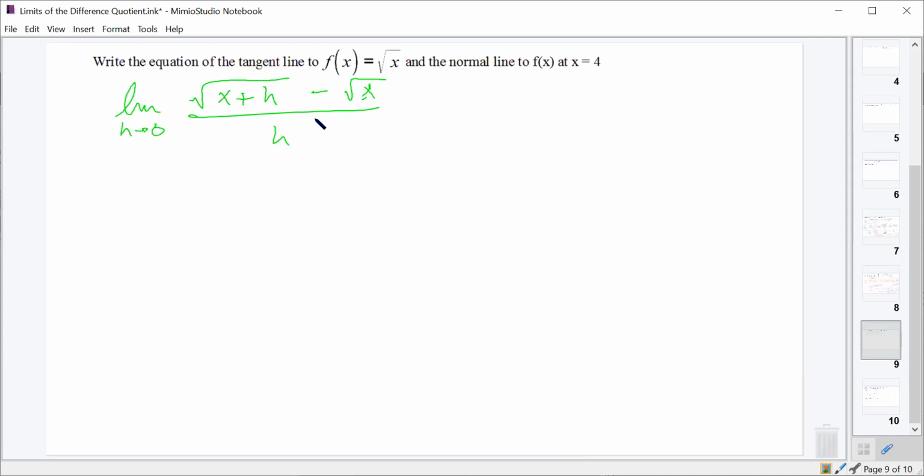Square everything. We can't just square everything because that changes the function. This is an indeterminate limit. So what are the ways we've learned to deal with indeterminate limits? Multiply by the conjugate. That's one way. Let's see if that works.